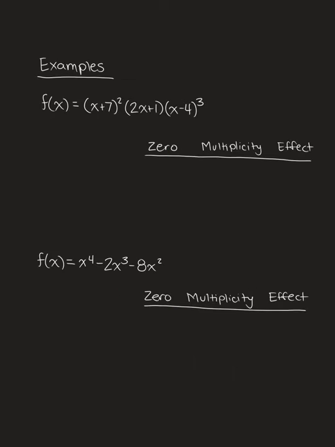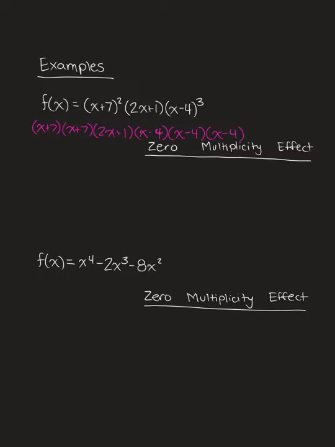All right, we're almost done. Let's look at some examples. So I have f of x is equal to (x + 7)² times (2x + 1) times (x − 4)³. Now I could write this out as (x + 7)(x + 7)(2x + 1)(x − 4)(x − 4)(x − 4). Okay, that's that function all spread out.